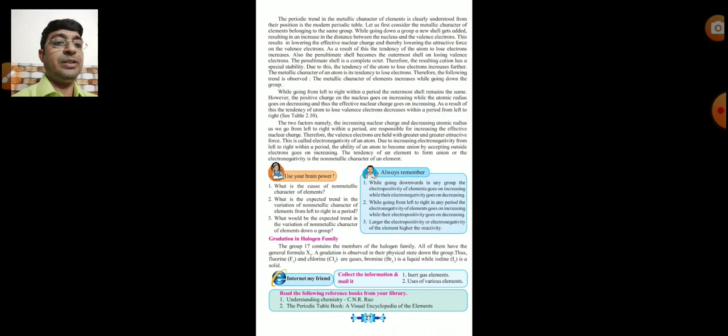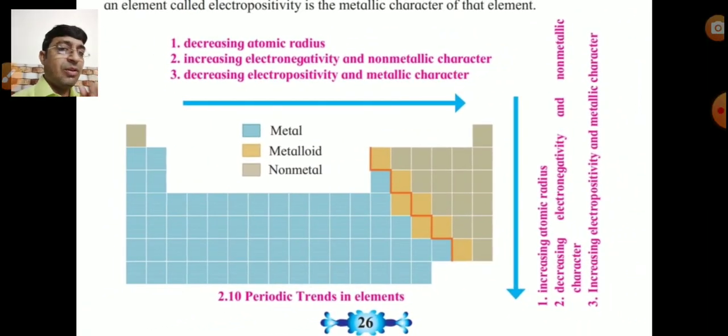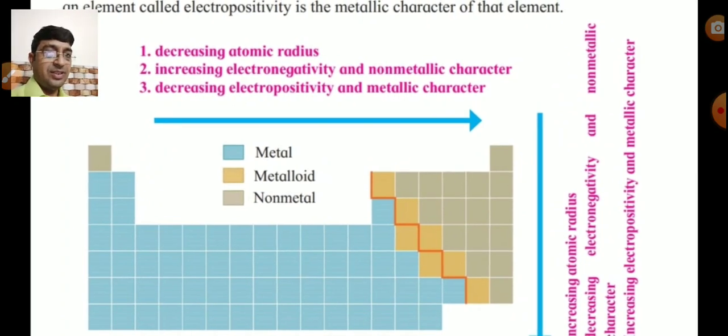Now see on previous page what is given. Check this table. What happened from left to right and what happened from top to bottom. First of all, left to right period wise, check that. First point, decreasing atomic radius. Second, increasing electronegativity and non-metallic character. And third point, decreasing electropositivity and metallic character from left to right.